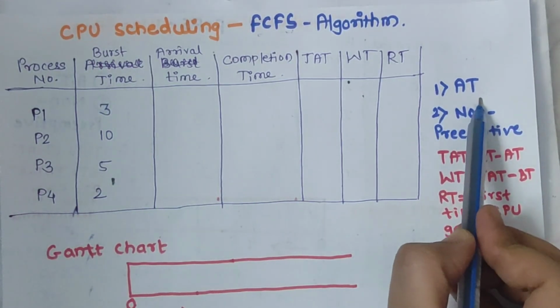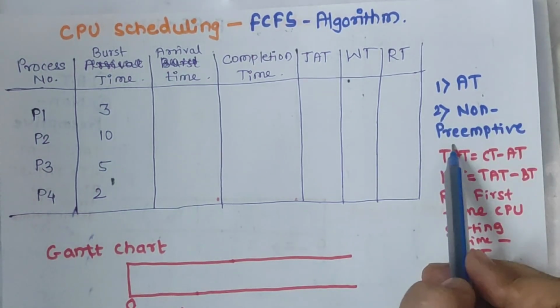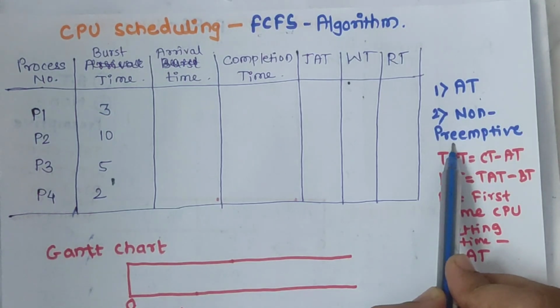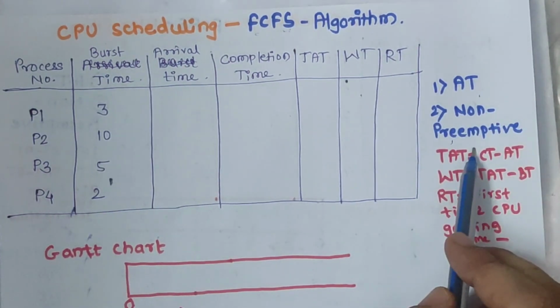First of all, we have to see the arrival time, that is the time at which the process is arriving at the CPU, and second, it is a non-preemptive algorithm. That is, once we allocate the process to the CPU, we cannot preempt the process. That is, we cannot stop that process from being executed. So these two things we have to remember.